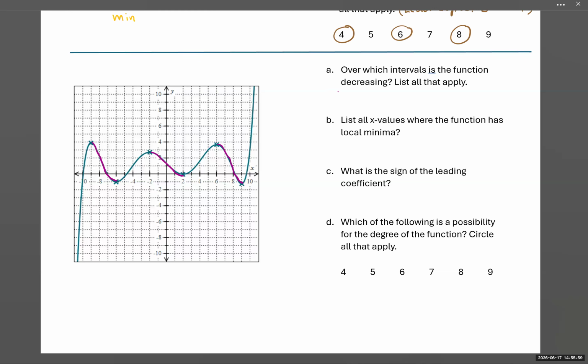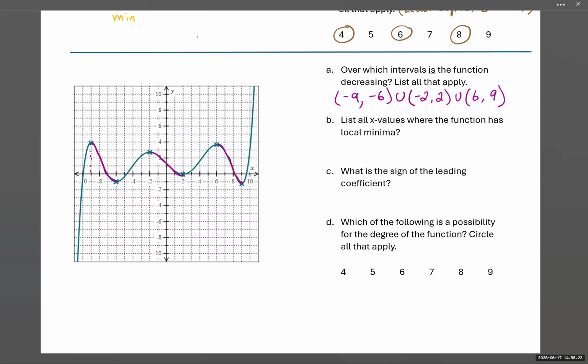So once again, we're looking for x values only. So that is from -9 to -6. Then another one from -2 to 2. And one more from 6 to 9.